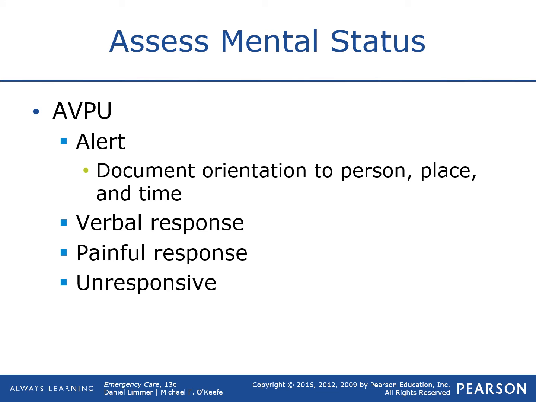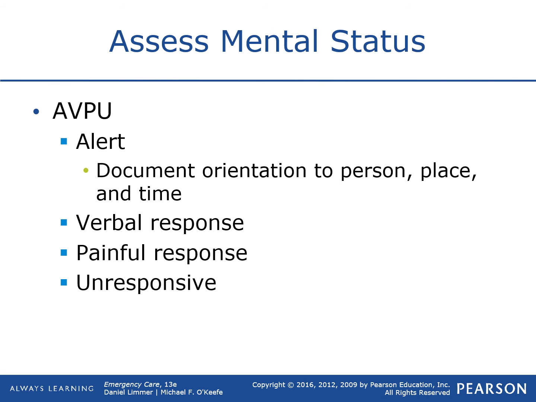And then the other thing that's been added in is being oriented to events. So common events that everyone should know. One of the most common ones that we use is who's the current president of the United States, because that is something that does change every 4 to 8 years. So it is an event that most people in this country should know. So if they are alert, you can find out, are they alert and oriented to person, place, time, and events.